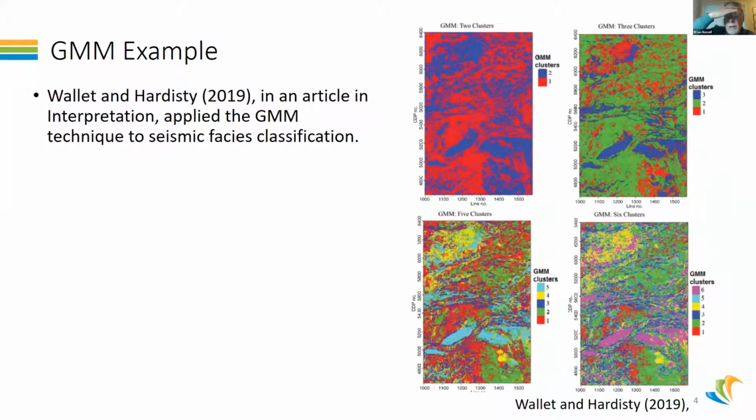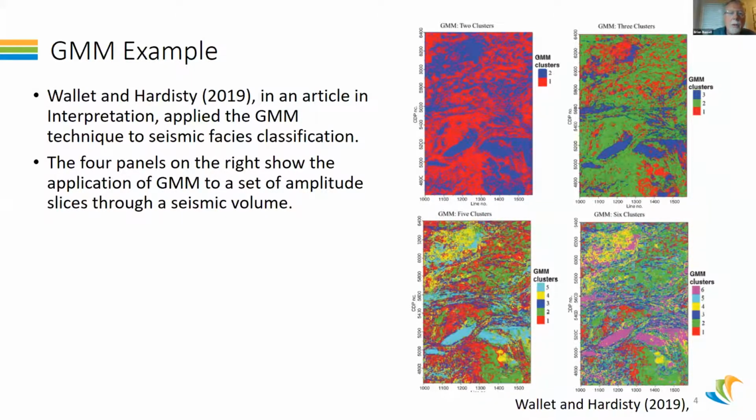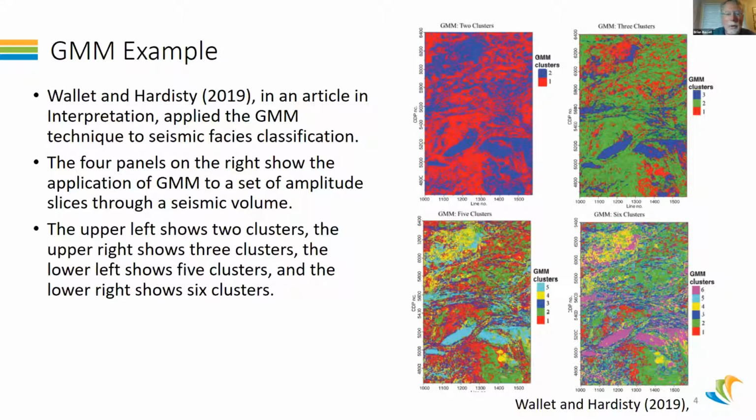Now, a much more recent article by Wallet and Hardisty in Interpretation applied the GMM technique to seismic facies classification also. And here's a picture from their talk. The 4 panels show the application of GMM to a set of amplitude slices through a seismic volume. The upper left shows 2 clusters, the upper right shows 3 clusters, the lower left shows 5 clusters, and the lower right shows 6 clusters. As you add more clusters, you get a lot more detail. Obviously 2 is probably too little, and 6 is starting to get quite interesting. Now it's unsupervised, so you don't necessarily know what the stratigraphy is. You have to compare that with what you think the stratigraphy should be.